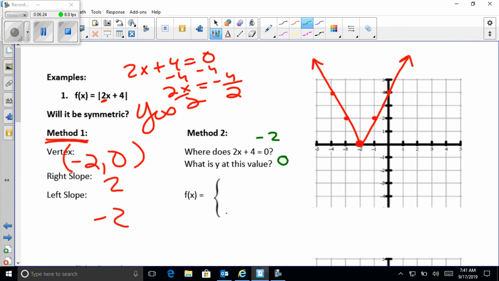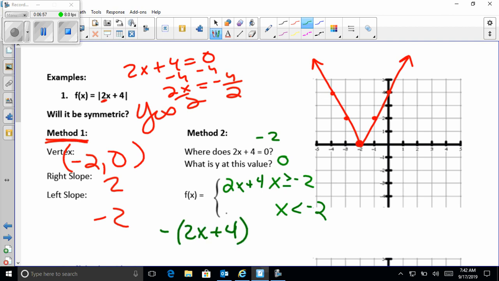Now method 2 would be, I start the same, I find my vertex, which is going to be at (-2, 0). That gives me where I'm going to break my piecewise. I'm going to have x is greater than or equal to -2, and x is less than -2. Sometimes people want to know why is it equal to. Well, I can get a 0 out, and that's why I can put a -2 in. So my piecewise for greater than or equal to -2 is going to be the original function, and then for less, I remember it's the negative of our function, so it's -2x minus 2x minus.